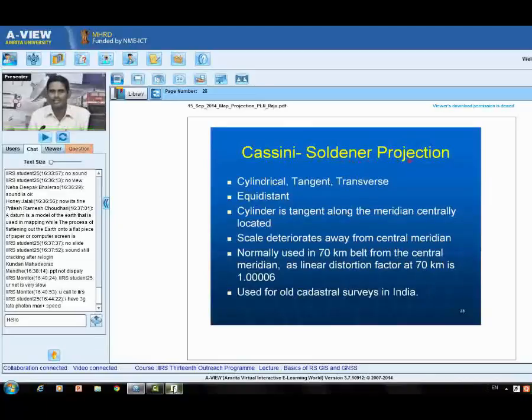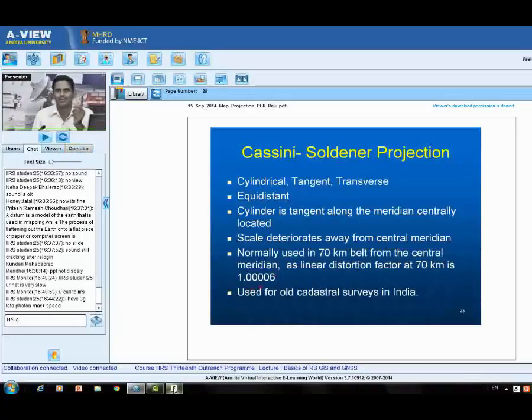Another is the Cassini-Soldner projection. It is cylindrical, tangent and transverse, all three types. It is basically an equidistant projection. It is used for smaller areas. Suppose I talk about a 70 kilometer belt from the central meridian. Wherever you have a meridian touching, we take that central meridian, and only 70 kilometers, a very small area, so the distortion factor at 70 kilometers is very nominal.